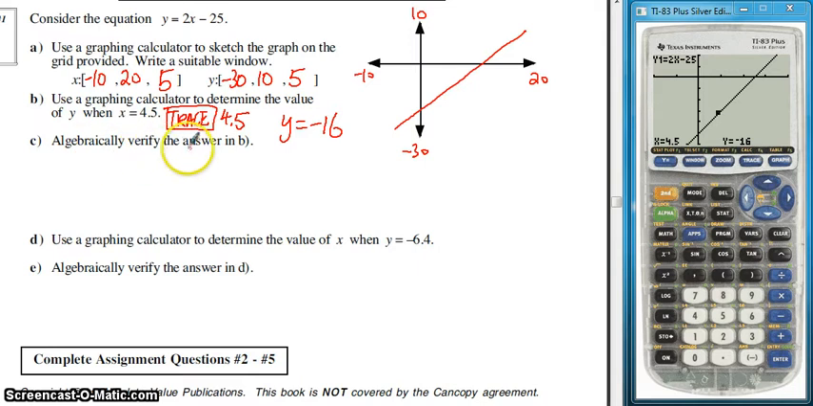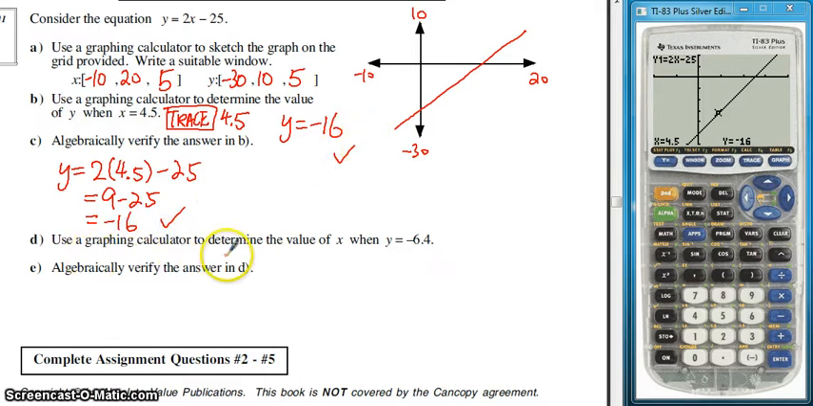Now algebraically verify the answer, which means do it with algebra, like put in numbers. 2x, x is 4.5, so put it like this. 2 times 4.5 is 9. 9 minus 25 is negative 16, so the answer is verified.